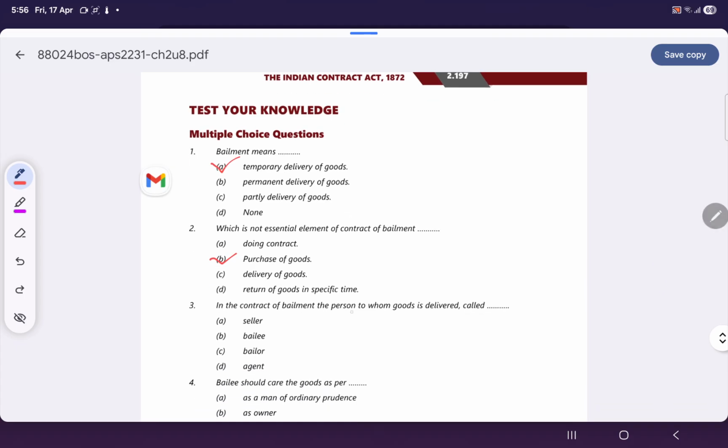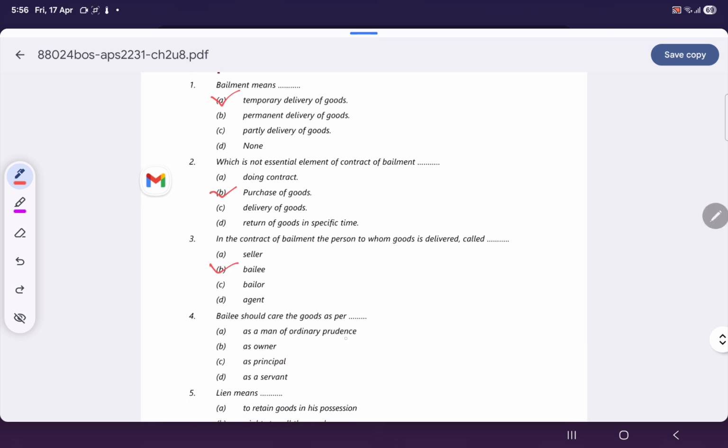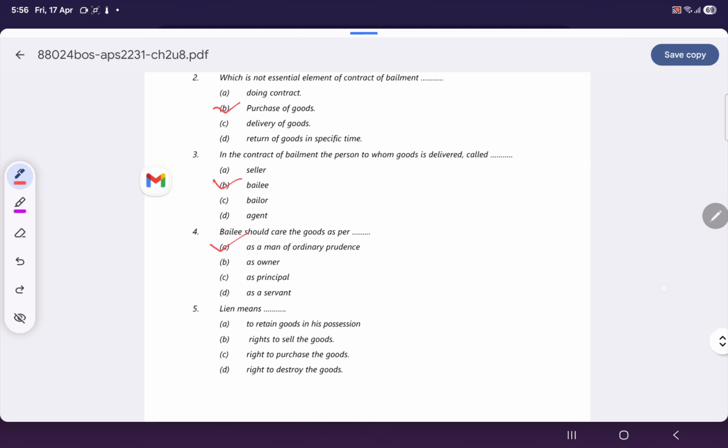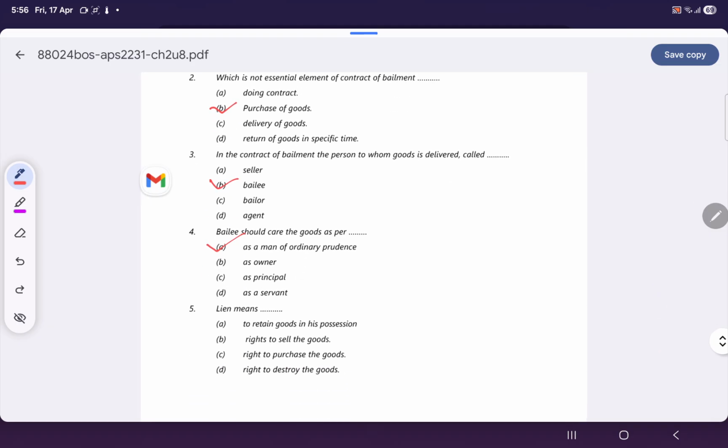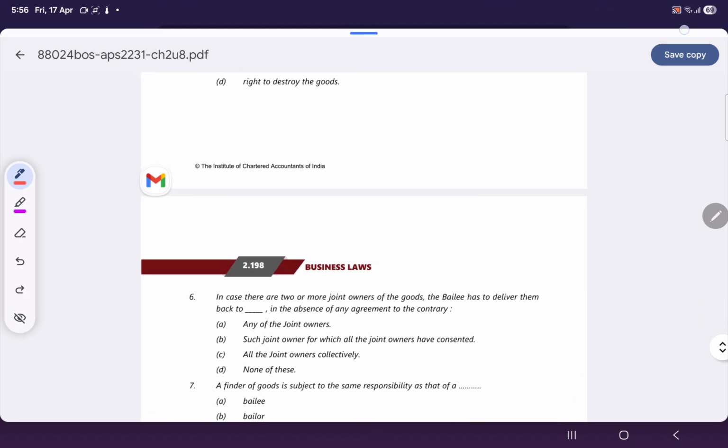In a contract of bailment, the person to whom goods are delivered is called: seller, bailee, bailor, agent. Bailee. Bailee should take care of the goods as a man of ordinary prudence, as owner, as principal, as a servant. As a man of ordinary prudence. Lien means: right to sell the goods, right to purchase the goods, right to destroy the goods, right to retain the goods in his possession. Sixth, in case there are two or more joint owners of the goods, the bailee has to deliver them back to any of the joint owners in the absence of any agreement to the contrary.